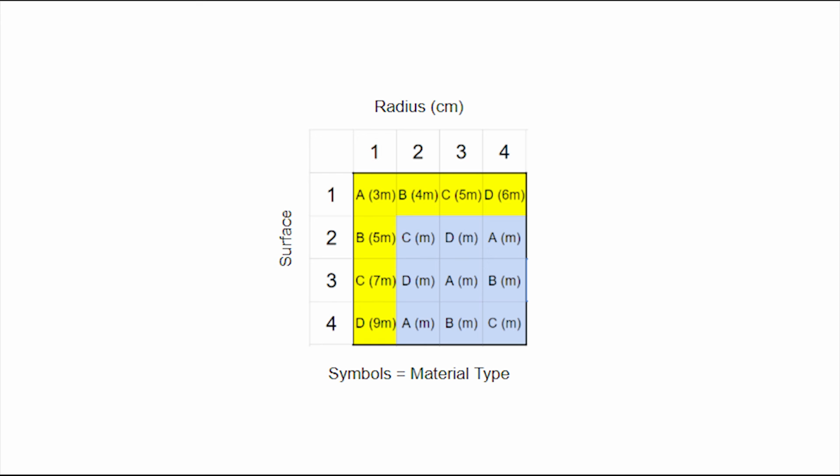This is not everything you need to know about Latin squares, but it gets you started. There are many different ways to interpret Latin squares and use them in different experiments.